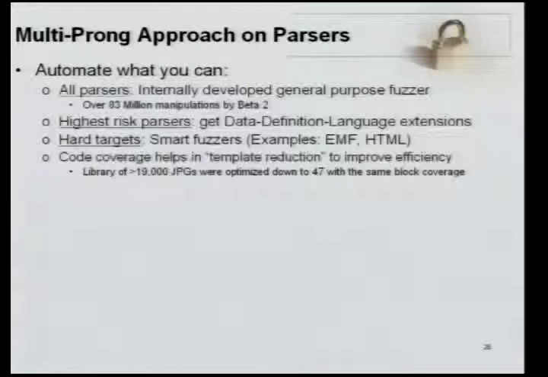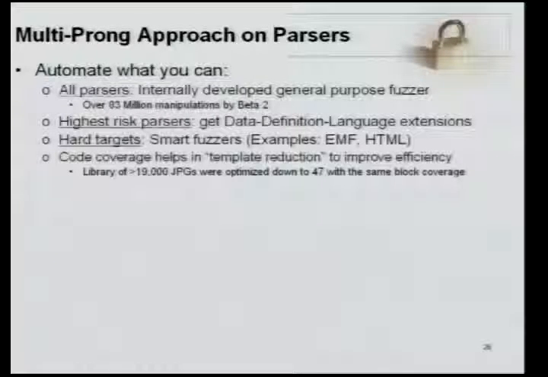I think now we're up to 110 million different manipulations of files that are being run through these parsers and whatnot. For high-risk parsers that were particularly on the attack surface, particularly exposed, we have this extension to our fuzzers called DDL, or Data Definition Language. And what this allows you to do is to explain in an XML syntax more about the structure of the file format that you're going to fuzz. And this acts as additional intelligence and information that the tool can use to more intelligently target and fuzz the file format. And then for particularly hard targets, things that have a very complex format, things like EMF and HTML, we went after and developed smart fuzzers to go after those.